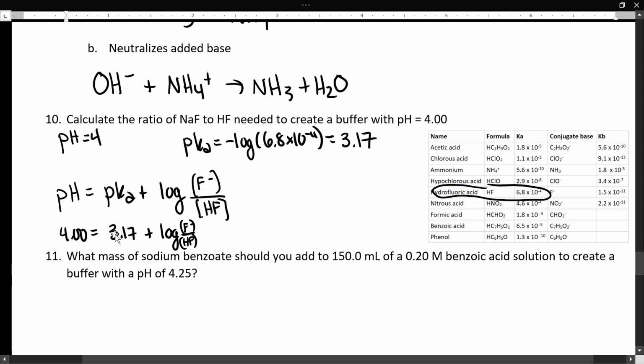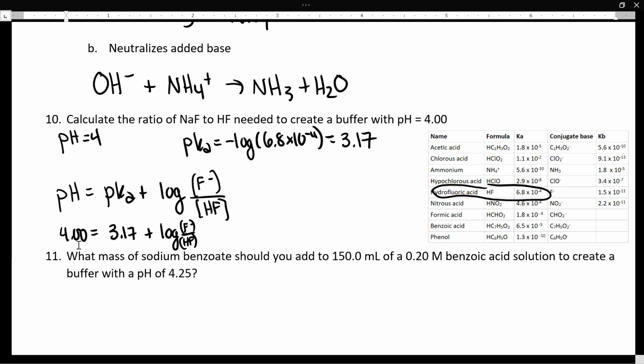Before I solve, I'm just going to point out that the pH is greater than the pKa. So I expect to have more base than acid present, since the pH is a little bit higher, right? And bases make the pH higher. So it's good to stop and do some kind of mental math, a little approximation, before you go too far here.